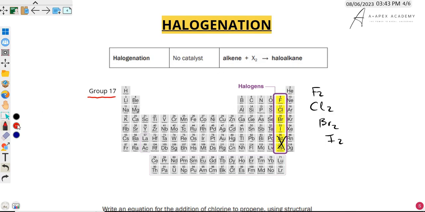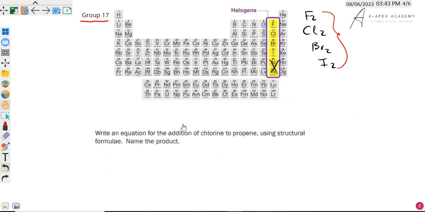So again, you have an unsaturated compound, which is an alkene. You are adding one of these elements, which are halogens, to end up with the haloalkane. Remember, a haloalkane is also a saturated compound. It contains single bonds, because look at the suffix part. It's an alkane. It's an alkyl halide now. Okay, let us look at this one.